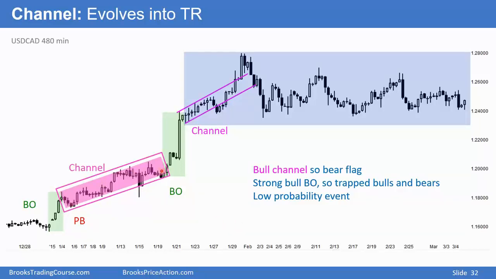Bull channel, so bear flag, but then we got a strong bull breakout, so you have trapped bulls and bears. Bulls were hoping for evolution into a trading range that would allow them to buy lower, so you have a lot of bulls who are trapped out, and you have bears who have been selling every new high, betting that the market would evolve into a trading range, and they are trapped in. And both are hoping for any kind of a pullback, even a small one, so they could buy. The bulls buy to get long, the bears sell to exit with a smaller loss. And because you have bulls and bears eager to buy after this kind of a strong breakout, you usually get at least a small second leg up.